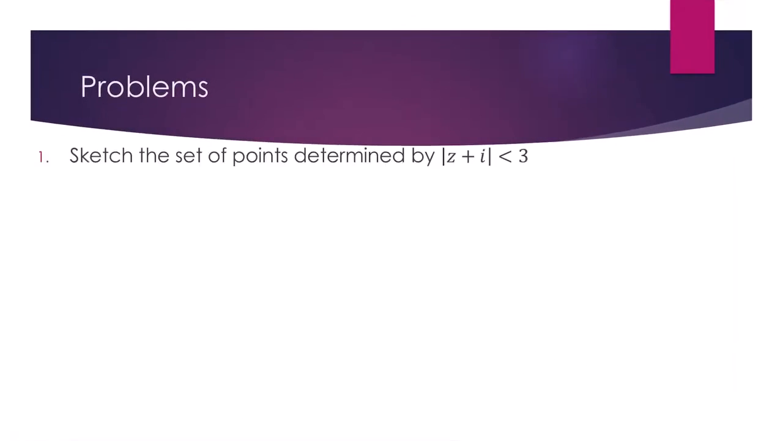Okay, let us discuss one more problem in today's class. Sketch the set of points determined by absolute value of z plus i less than 3. So here let us see what absolute value of z plus i equal to 3 is. I can write z plus i as z minus minus i. So the equality we have taken can be written as absolute value of z minus minus i equal to 3.